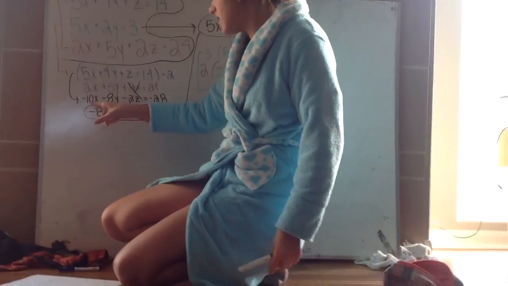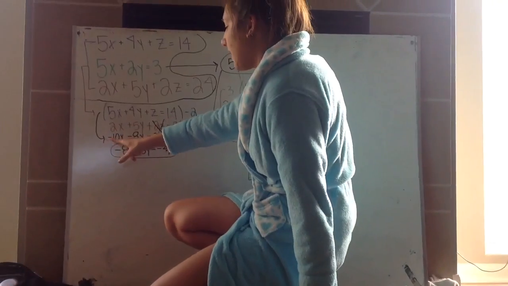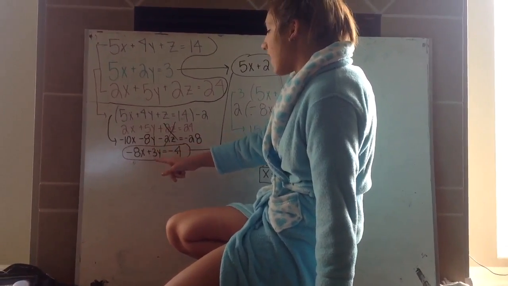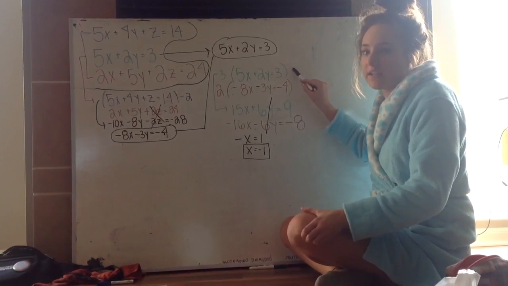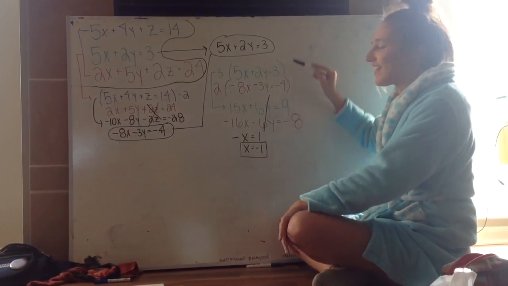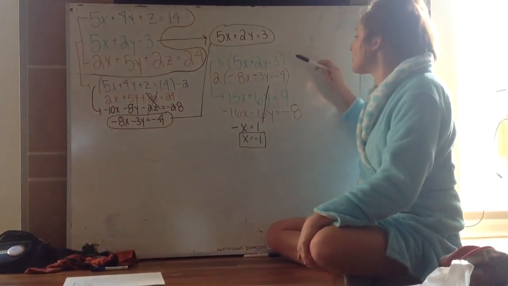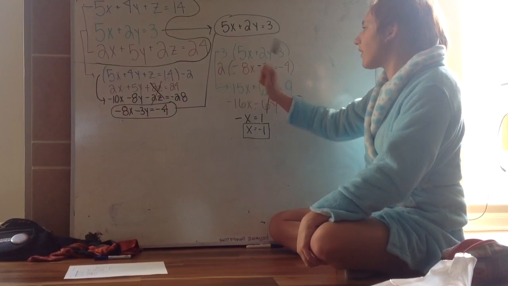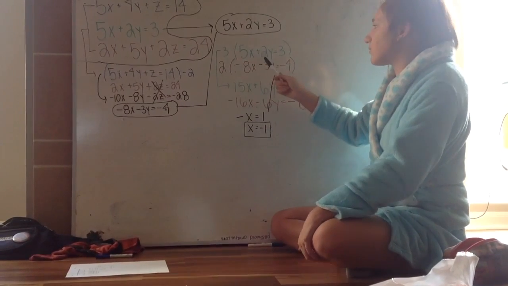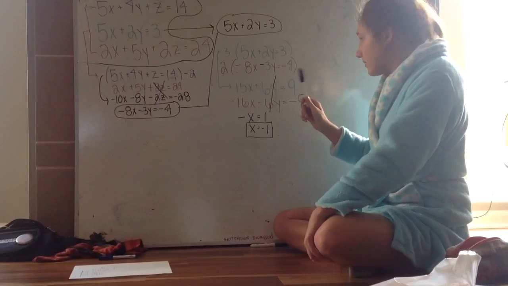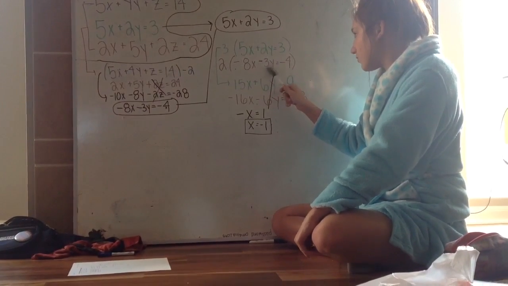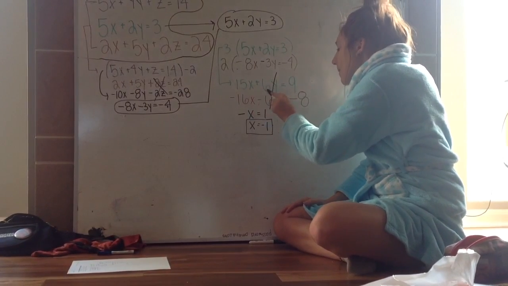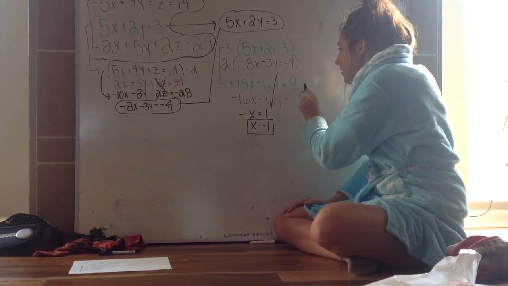Then we take 2 minus 10 and get -8x, and then 5 minus 8. These are our two new equations, and we are multiplying the top equation by 3 and the bottom equation by 2 because we're trying to get +6y and -6y. Once we did that, we got 15x plus 6y equals 9.